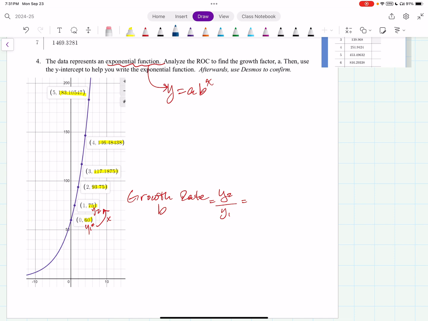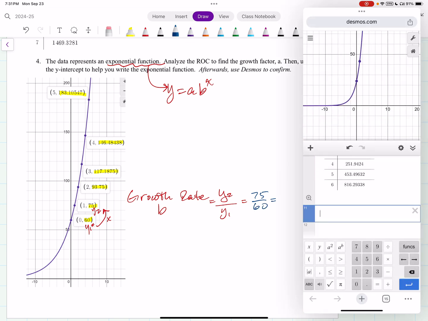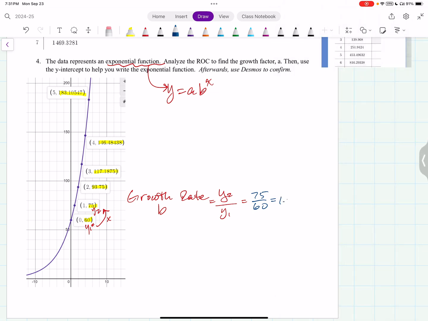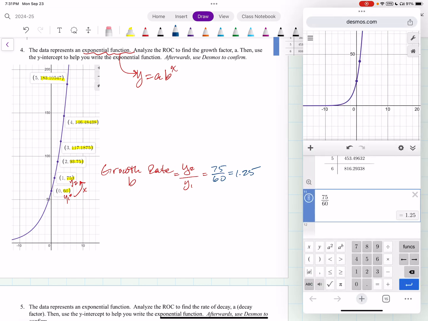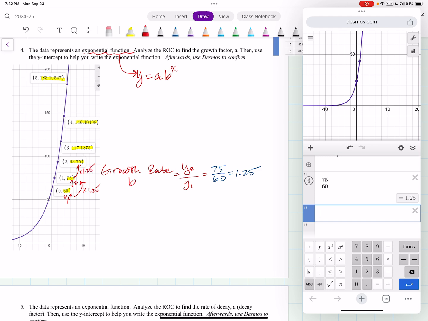Okay, so let's do it. So y2 is 75. We have y1 is 60. So let's figure that out. So we go to the next row, and you take 75 divided by 60, and voila, you get 1 1/4, 1.25. Okay, so you get 1.25. Now let's confirm that. Let's see if we keep multiplying by 1.25, which is our growth rate, do we get the next one? Let's see if we're correct.